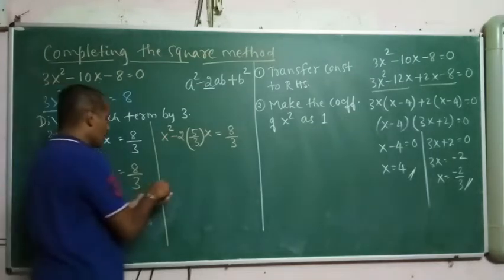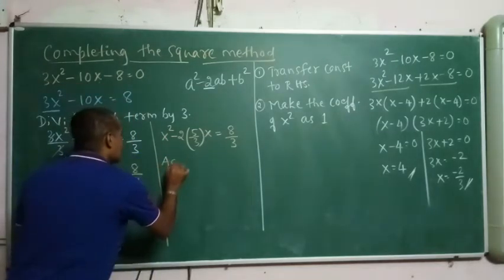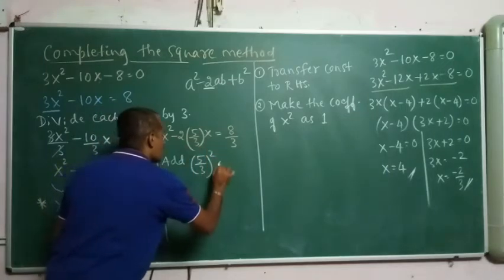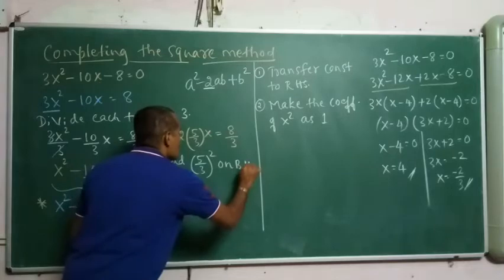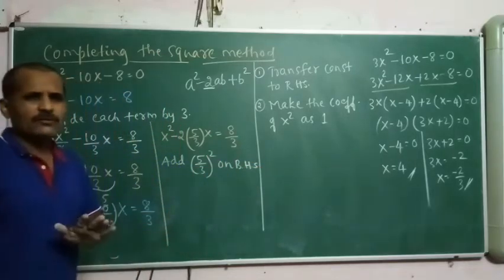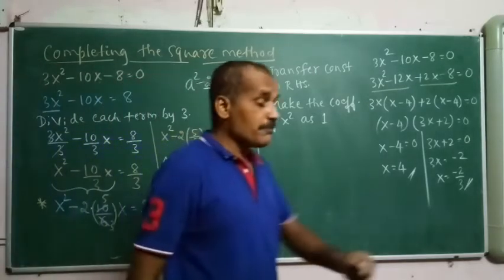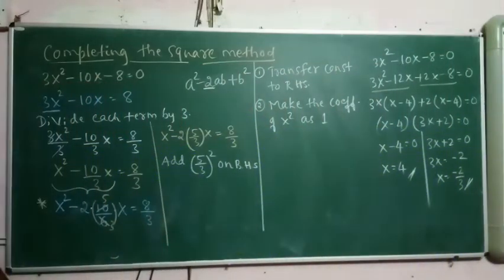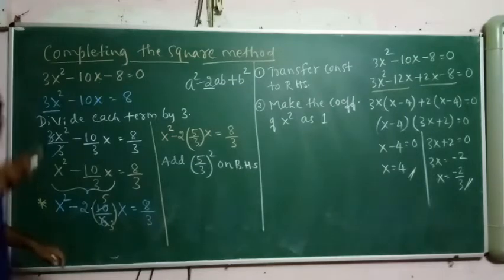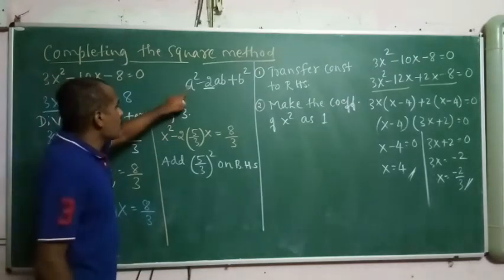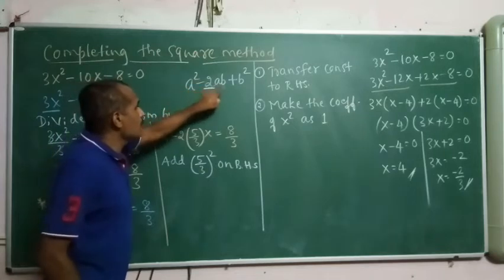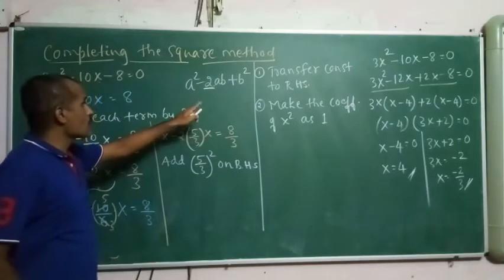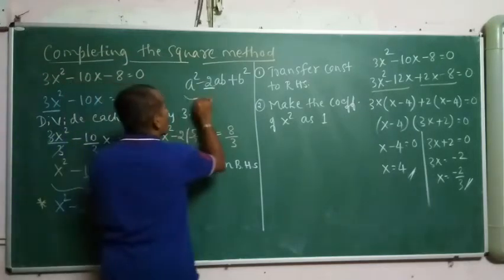Now what will I do? And 5 by 3 the whole square on both hand sides. Now you might be in confusion. What is this? What is the meaning of this? See, just now I told you I want to bring it in the form of a square minus 2ab plus b square. In this form I want to bring it.